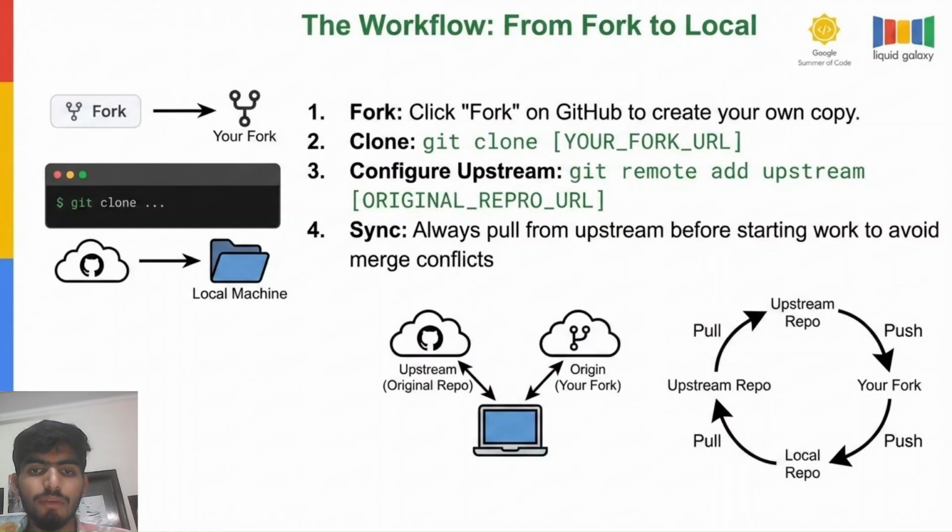This is very important because when a group of people is working on one project, it is necessary to use upstream so that the changes which others are making are not disturbed when you are merging your branch with the main. So this is the loop: local repo, pull from the upstream repo, then push to your fork, and then push to the local repo. This is the whole loop.